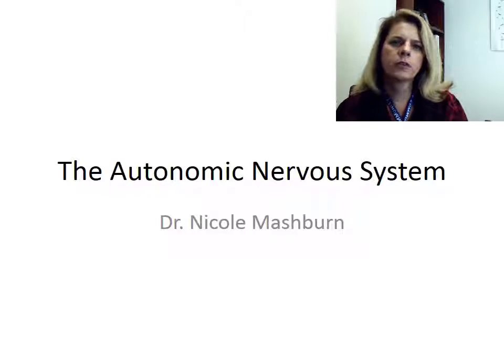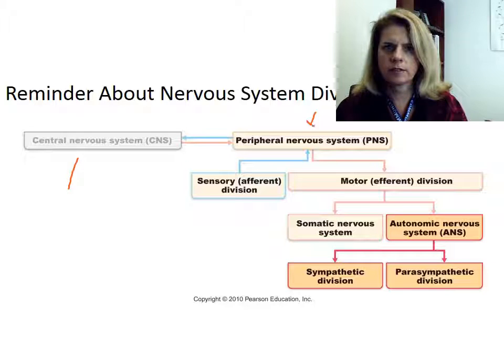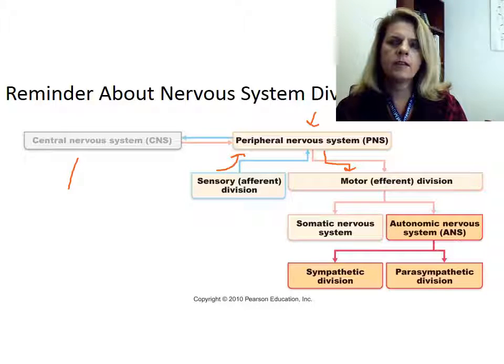Hello, and now we're going to talk about the autonomic nervous system. So just to remember, we had our central nervous system, brain and spinal cord, and then you have your peripheral nervous system, your cranial nerves, your spinal nerves, and the peripheral nervous system has information coming in, sensory, and motor output going out. And this could either go out to the somatic nervous system, which is your skeletal muscle, or your autonomic nervous system. And autonomic, think automatic. So these are involuntary things.